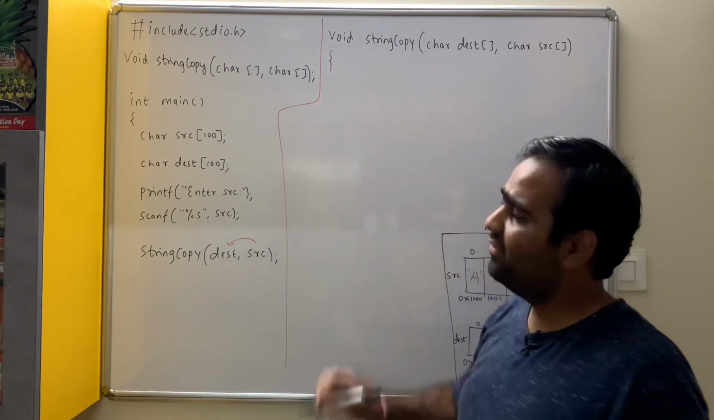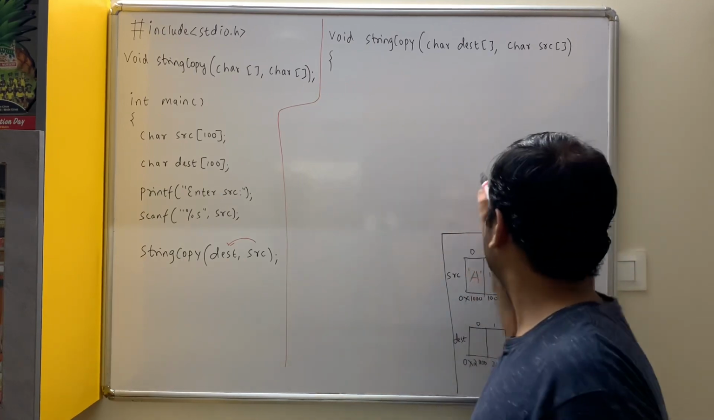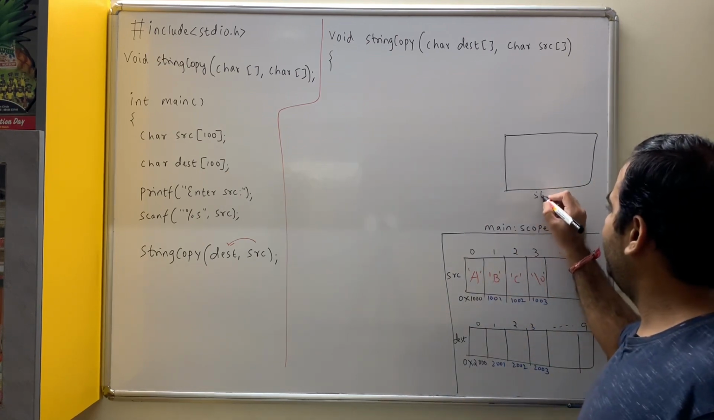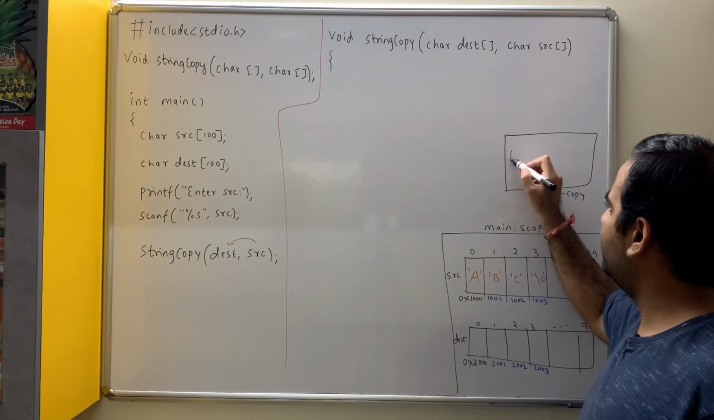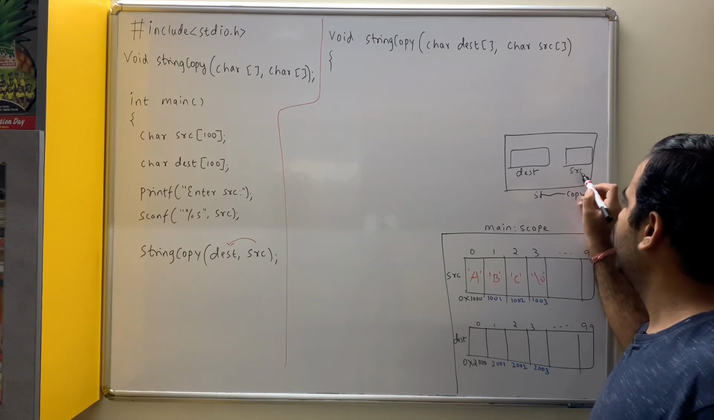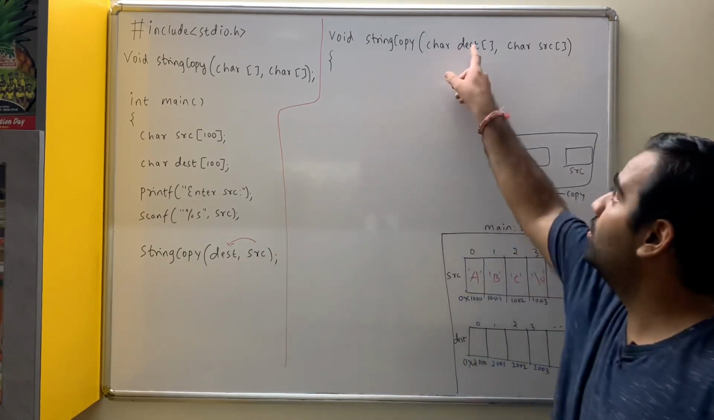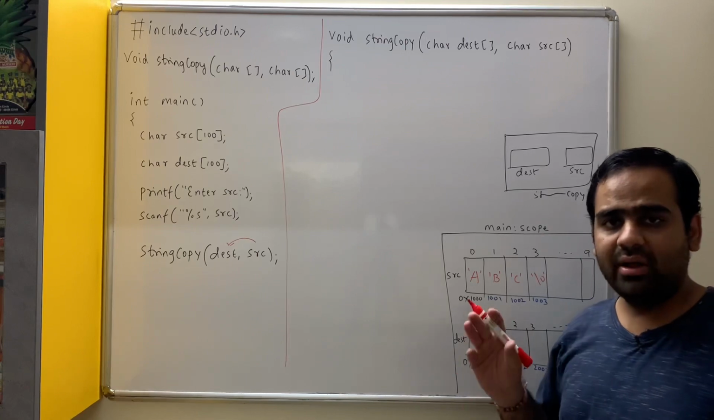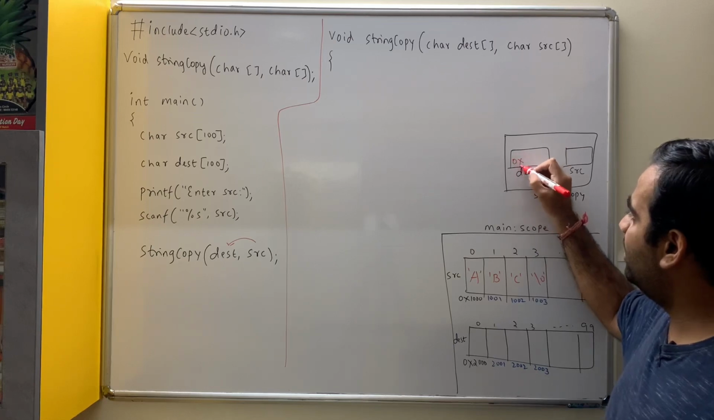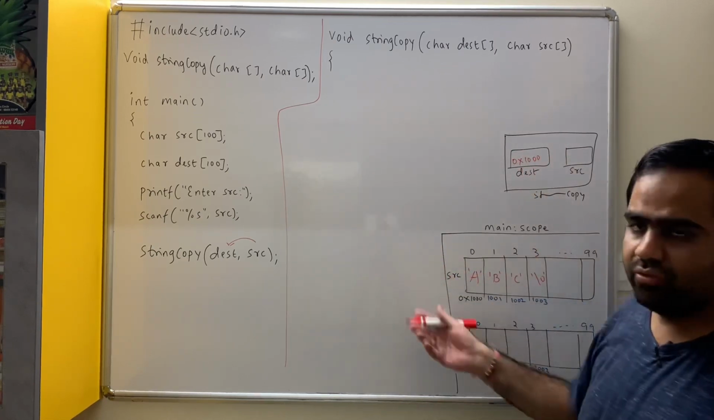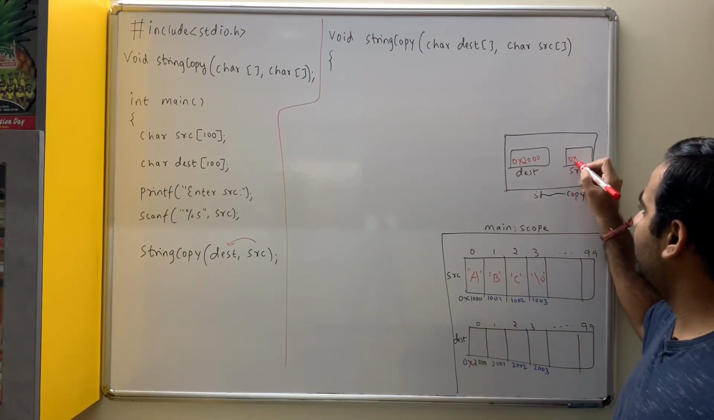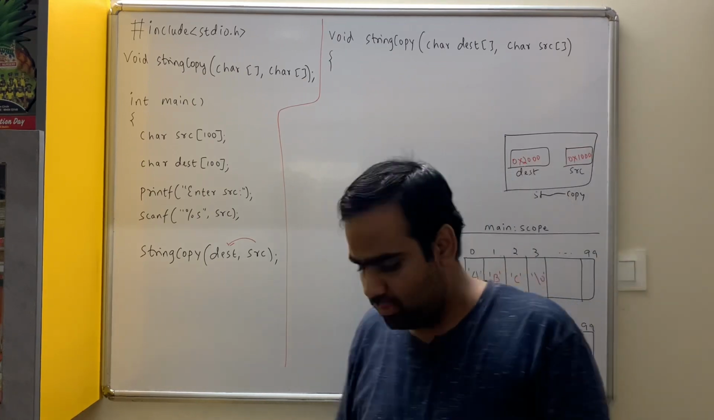Now what will happen whenever you call the function? The scope of the function gets activated. If I write over here, this is the scope of the string copy function. There are two parameters. The first parameter is destination and the second parameter is source. We know that whenever arrays are passed to the function, the base address gets passed, not the complete array. The base address of destination is 2000 and the value of source is 1000.